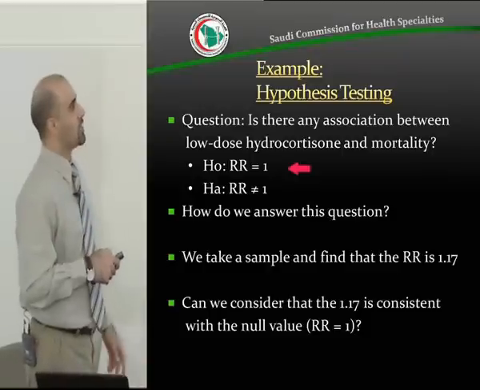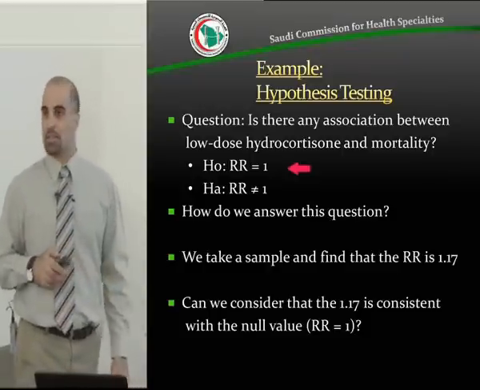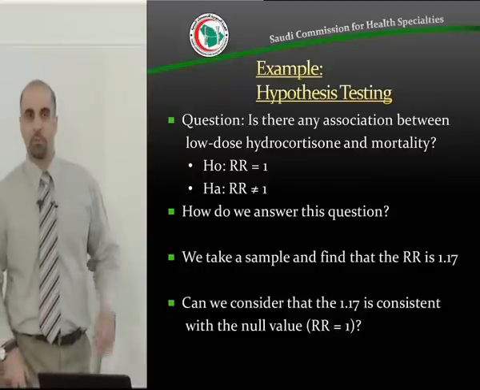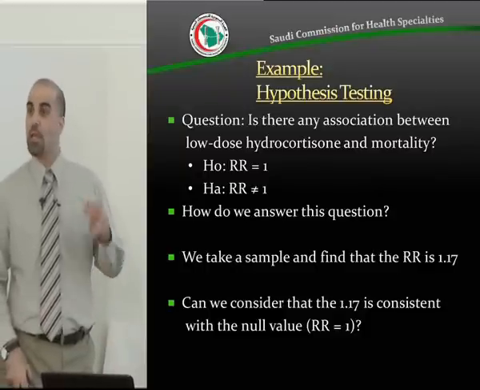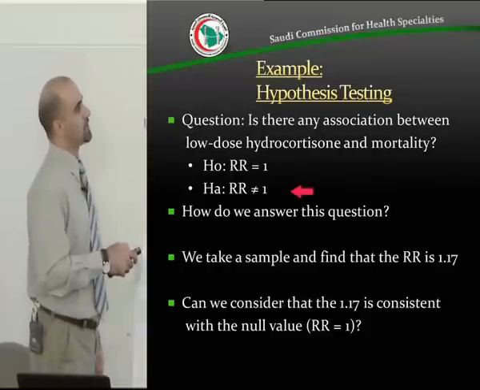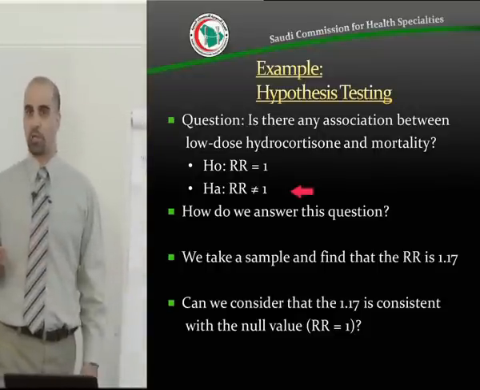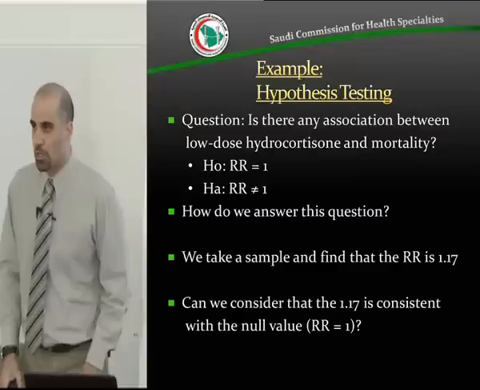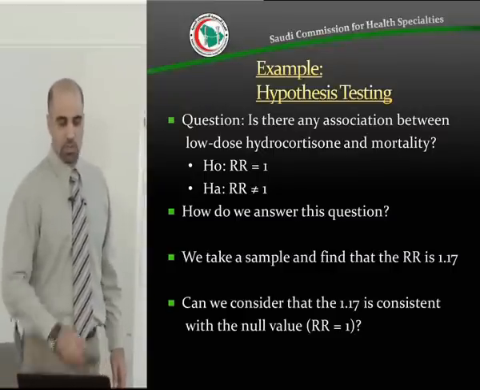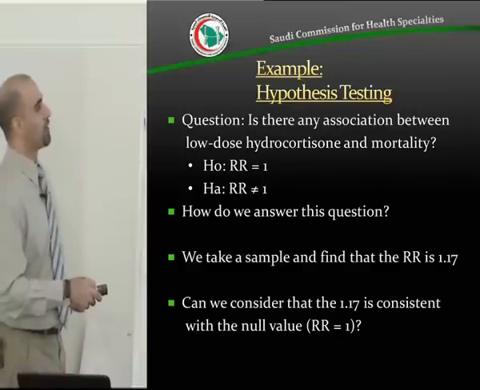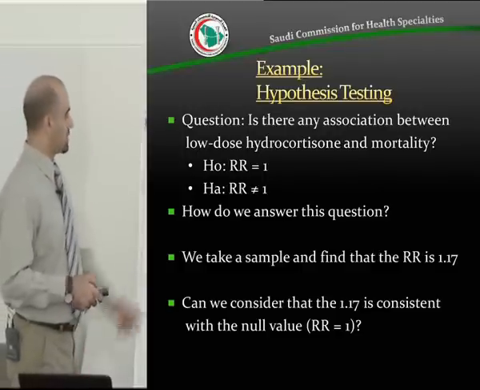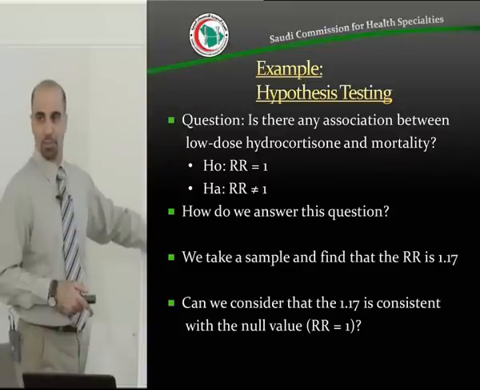One is called the null hypothesis, and it says that the relative risk is equal to 1. Why did I pick this? Because a relative risk equal to 1 means no association. And the alternative hypothesis is the relative risk not equal to 1, because if it is not equal to 1, it means there is an association. So I take a sample and I find 1.17. 1.17 is the relative risk that I found in my sample.